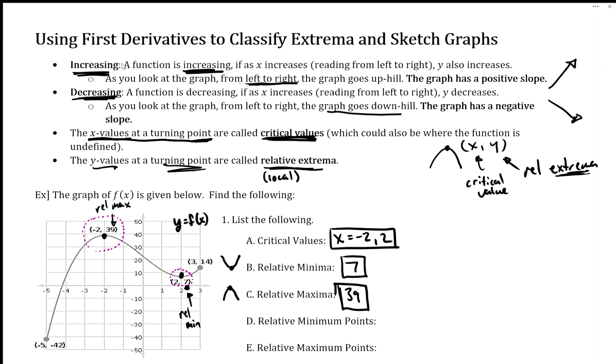For the relative minimum points, they want the actual point, 2, 7. There's only one on this graph, but it depends on the graph. Maybe you have something like this, with lots of relative maximums and minimums. But this one has only one. And the relative maximum point, there's only one, the -2 and 39. So there's all that vocabulary.